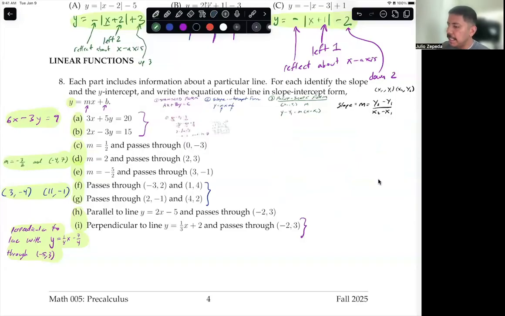Next, in this next problem, we're given 2 points that lie on the line in question.